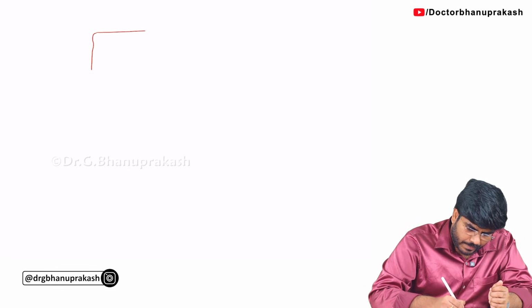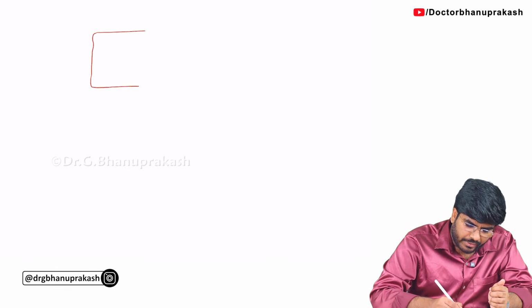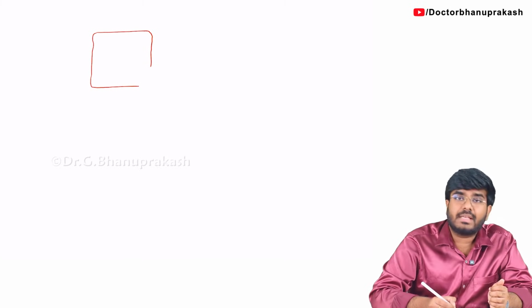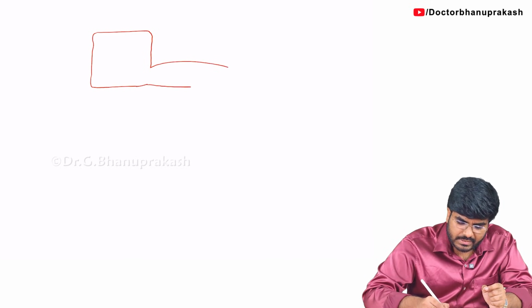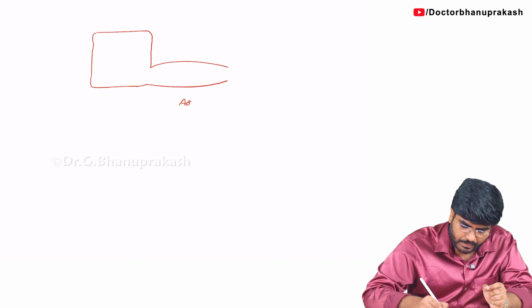Here, I'm drawing the left ventricular cavity, let's say. Imagine this is the left ventricular cavity and you tell me, from the left ventricular cavity, what is the blood vessel that is going to come up? So here is the aorta.